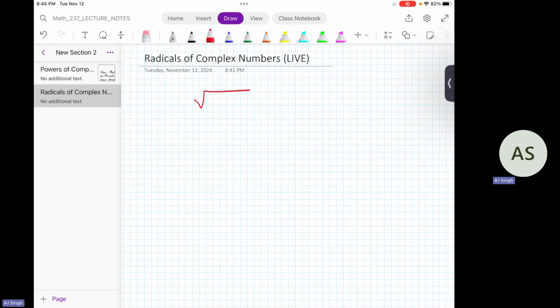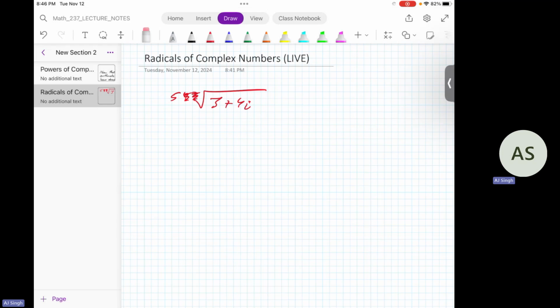So that's doing things like the square root of 3 plus 4i, or the cube root, or the fourth root, or the fifth root. This process can get kind of long. For square roots, there is a bit of a shortcut. But for higher roots, there's no shortcut. It just happens to be a long process, as we'll see.